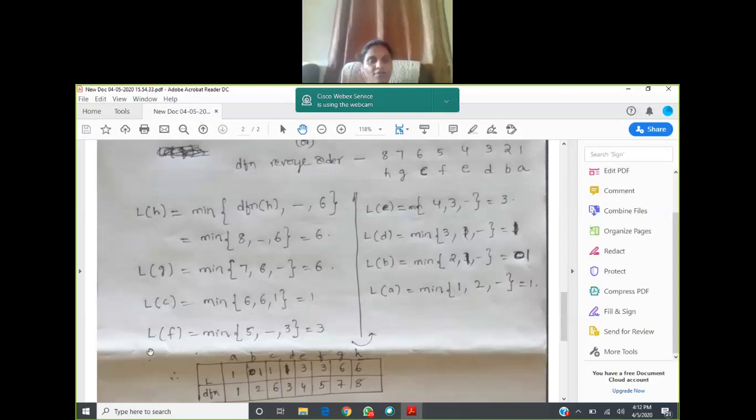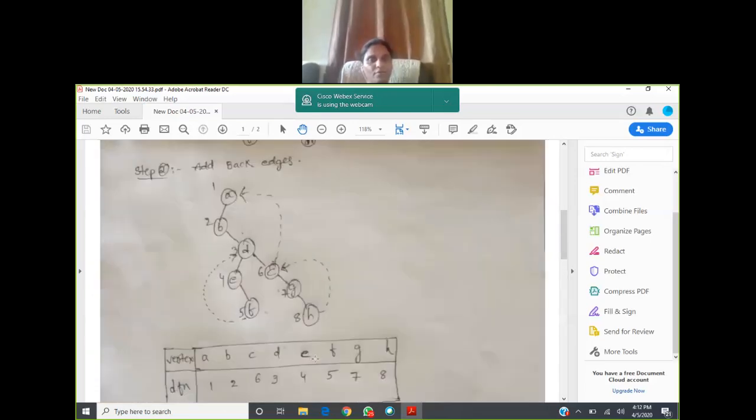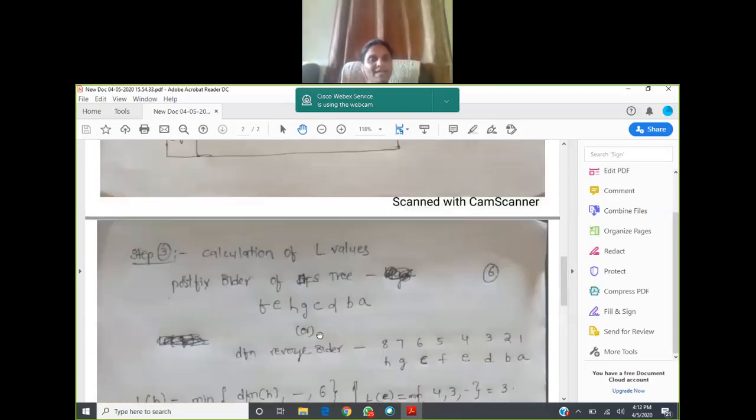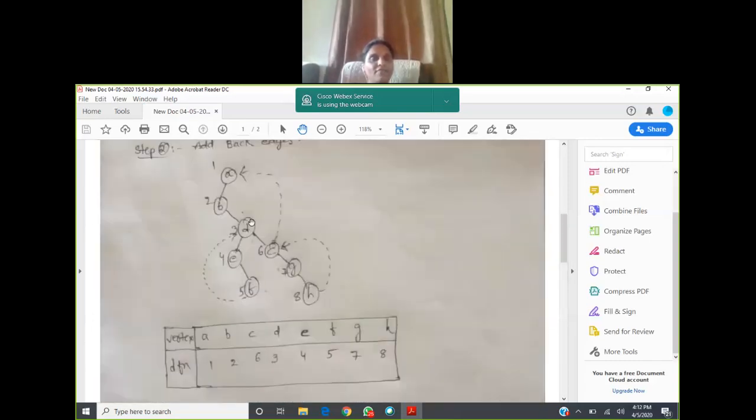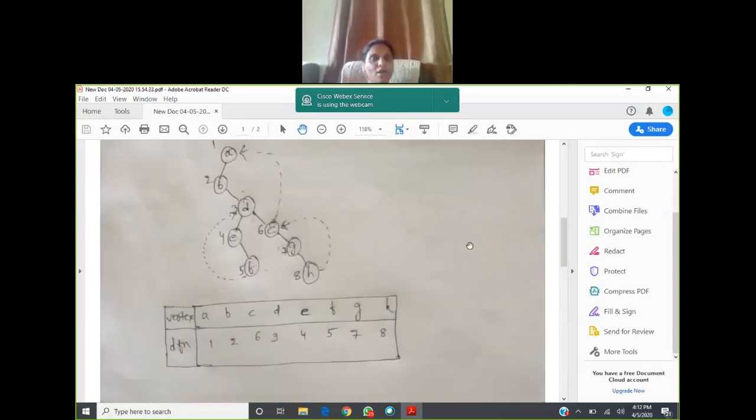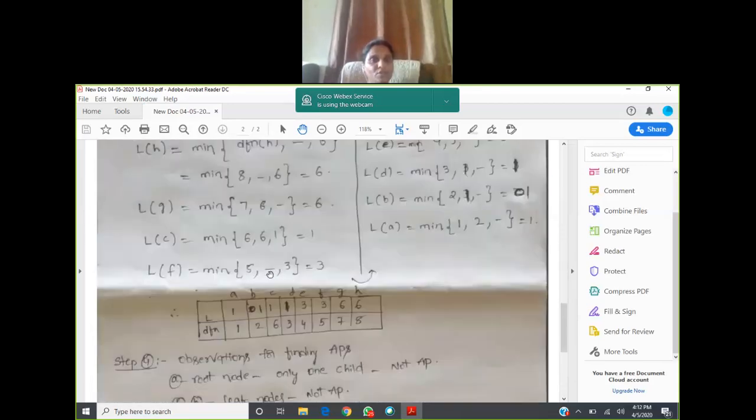L of F, DFN of F is 5. There is no child for the vertex F, so keep it as empty. And there is one back edge from F, and the DFN value of D is 3. So I have written here 3. The minimum value is 3.